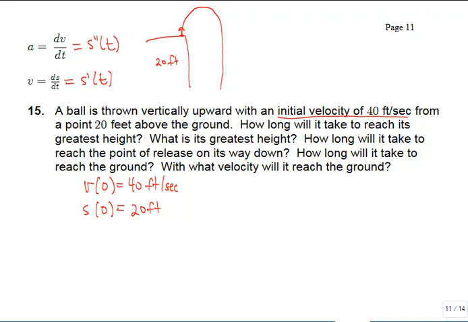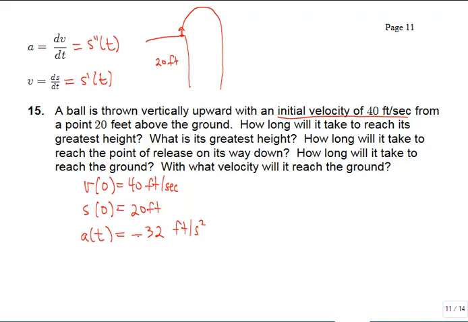Now what do we know about its acceleration? We're assuming here that we're being acted on by acceleration due to gravity, and that's what's going to pull this object back down to the ground. So if you're using units of feet and seconds, what is the acceleration due to gravity? Well, it's constant. It's always negative 32 feet per second squared. That's going to be a given. You can assume that if you're on Earth, acceleration due to gravity is always negative 32 feet per second squared or negative 9.8 meters per second squared. So this is a constant function.